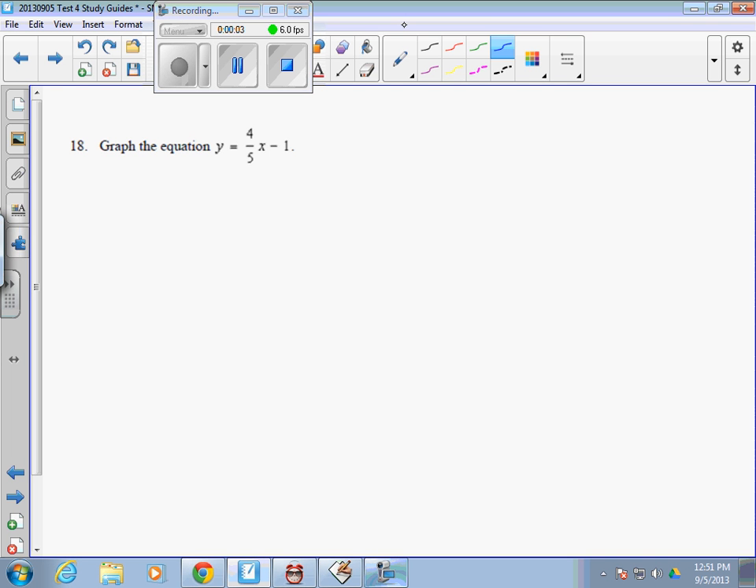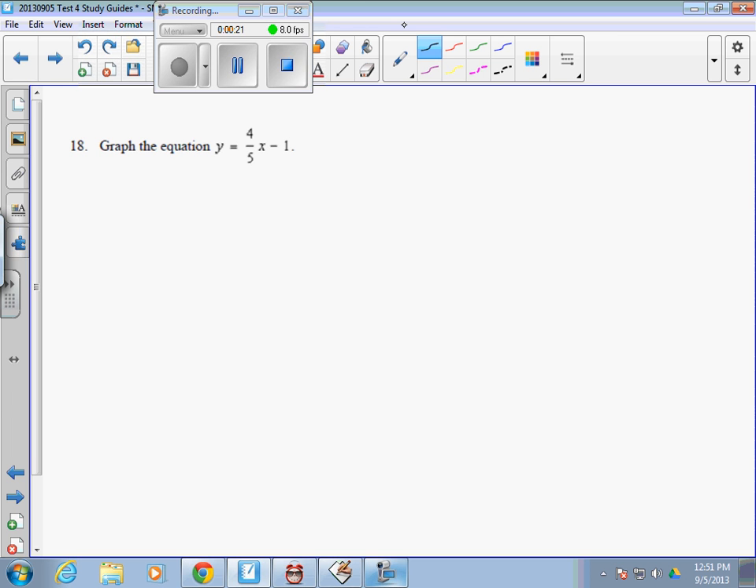This is Algebra 2, test number 4. This is part 2. We're picking up with number 18 on our study guide. It says graph the equation y equals 4 over 5x minus 1. It doesn't tell you how to graph, but the only way we looked at how to graph today was plugging in values to make this work.